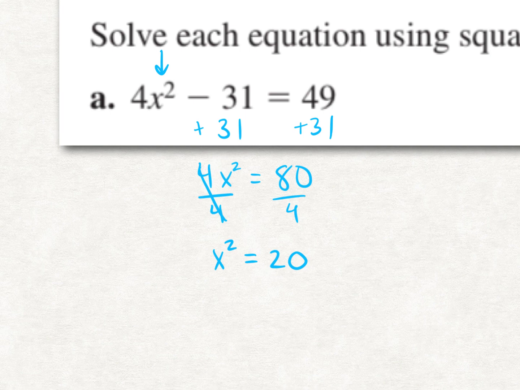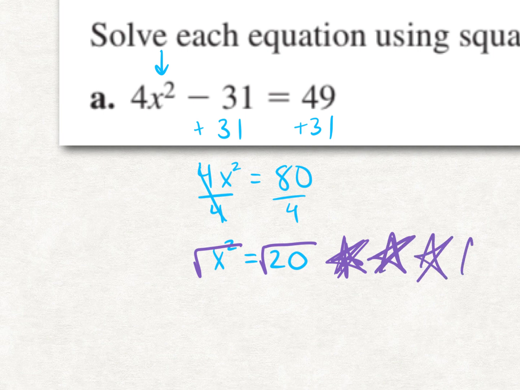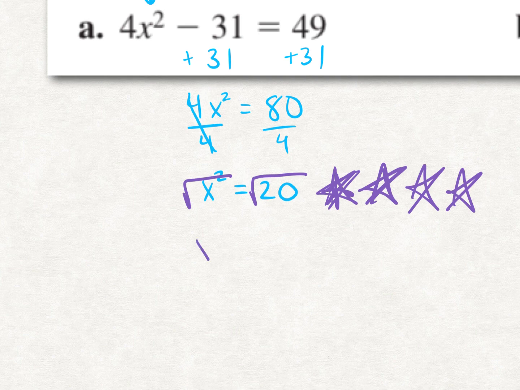And then once my x squared is all by itself, then I take the square root of both sides. Now, anytime we take the square root of both sides, this is super important. Anytime we take the square root of both sides, we have to put a plus or minus in our answer. So this is positive or negative square root 20.